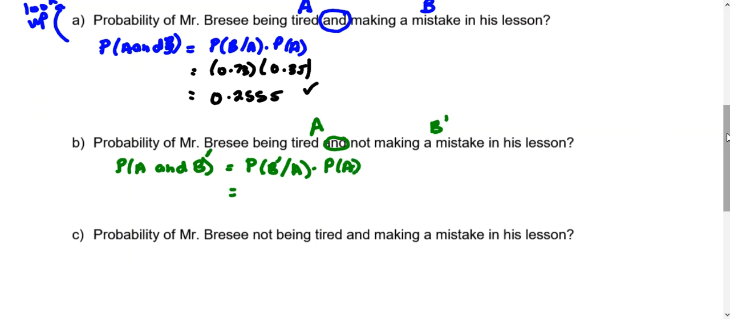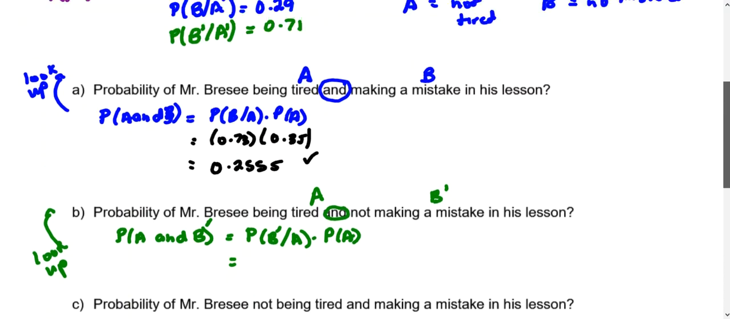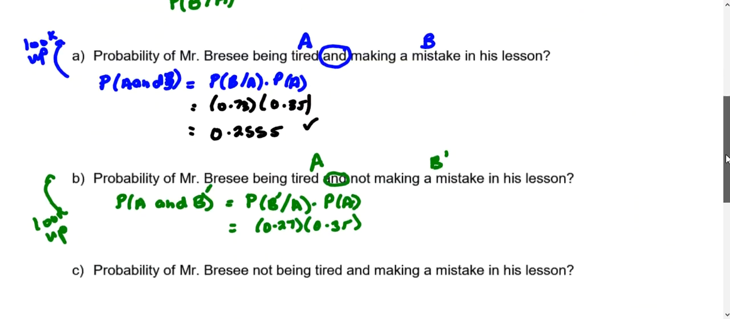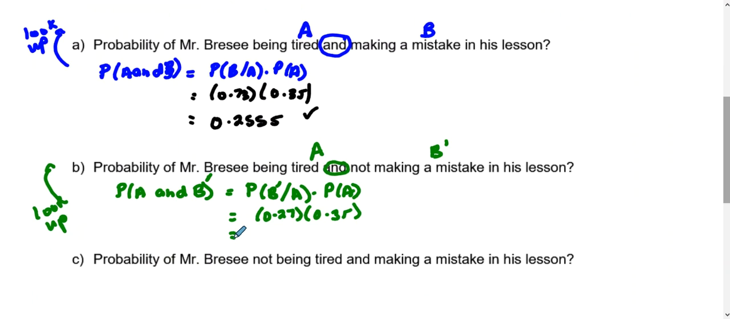All right, now I look up to find the right probability. So I'm going to look back up. I have B prime given A is up here, 27%, times A, which is 35%. All right, now I can answer the question, all because I did the groundwork to do that. 0.27 times 0.35. Done. All right.